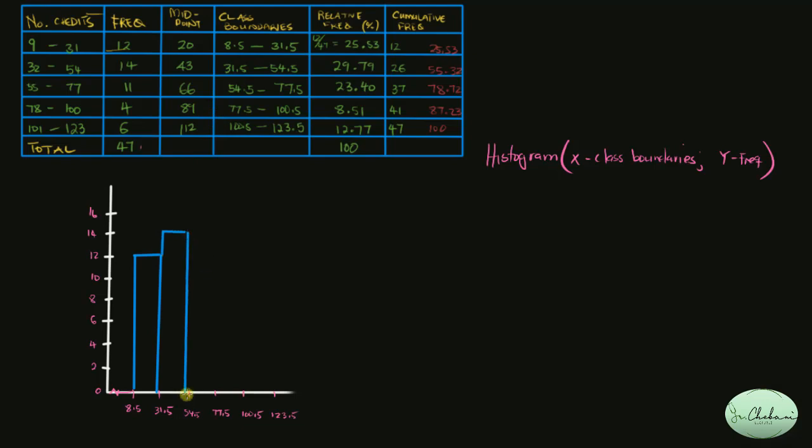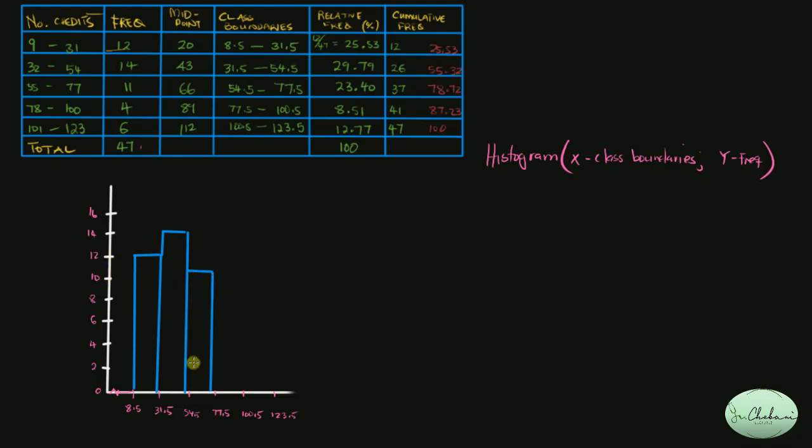So the bars may not be as accurate as we want them to be, just because I'm using freehand here. But remember that the rule is that for a histogram, the bars have to have the same width. So just keep that in mind. The next one is 54.5 to 77.5. We have 11 for that, so 11 is somewhere between 10 and 12. So it will be somewhere there.